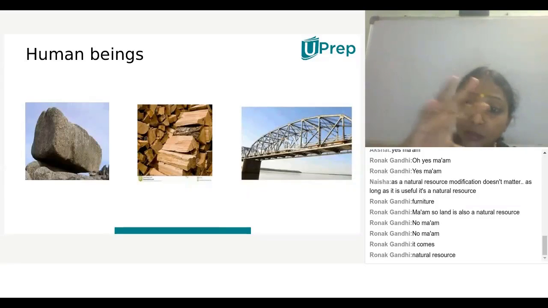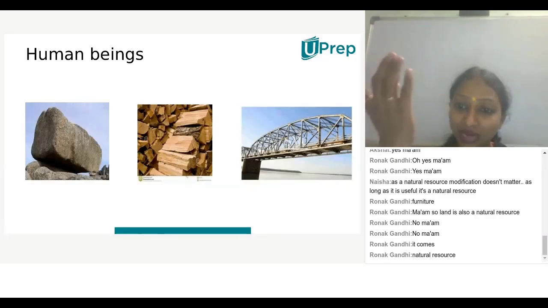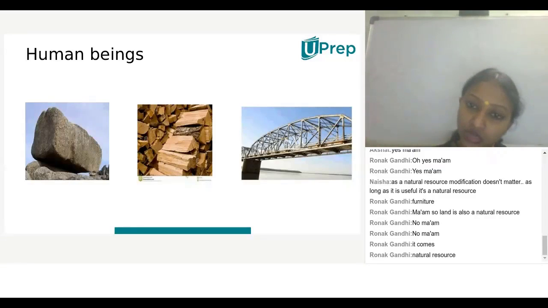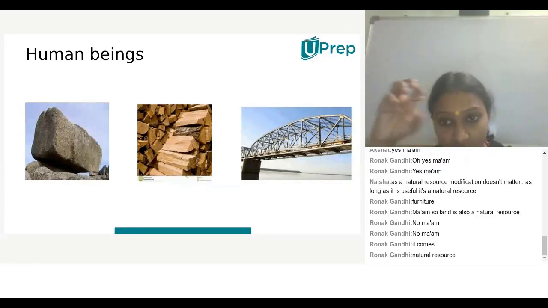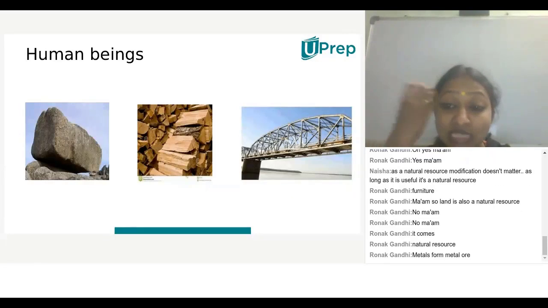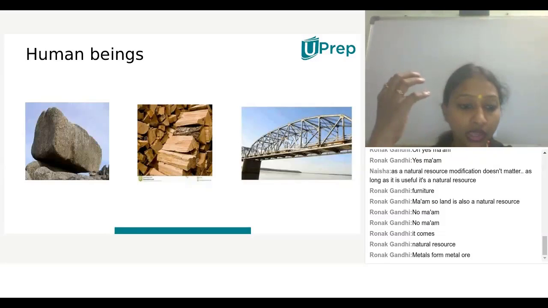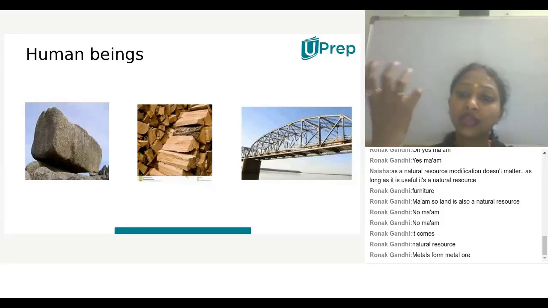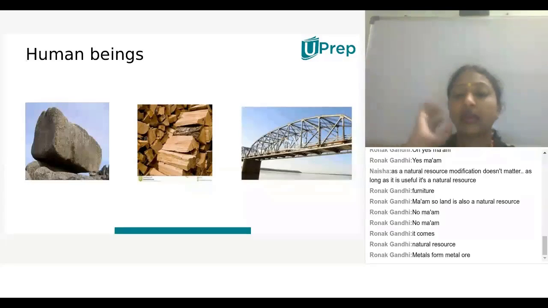And to construct big dams or bridges for transport purposes, they are nothing but metals. Metals also come under natural resources. That means he is taking the natural resources with his wise thinking, and he is implementing them in order to make things comfortable for mankind.